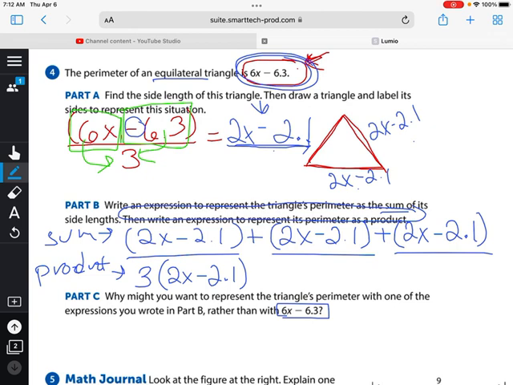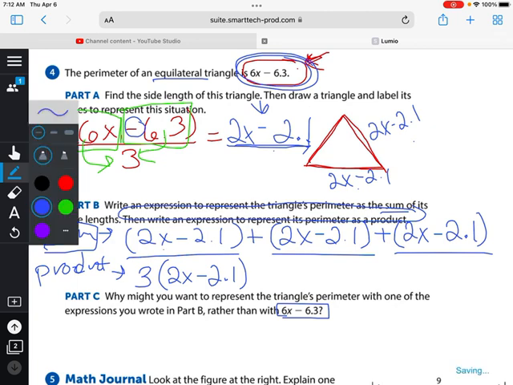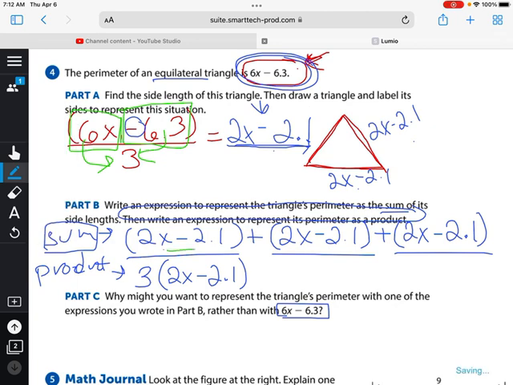But if I look at my expression down here where we broke it down as the sum, I know that I have, let me change colors so we can see it again, I know that I have 1, 2, 3 sides. I can also see that all 3 sides are exactly the same. And I know that each one of those sides is 2x minus 2.1 units long. So that sum expression actually gives me a lot of information.